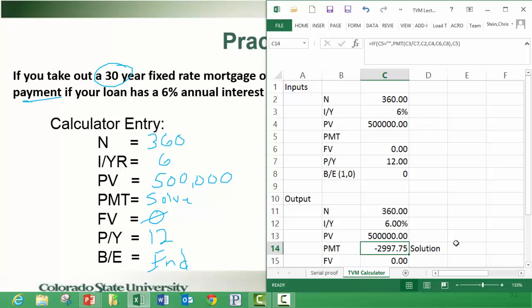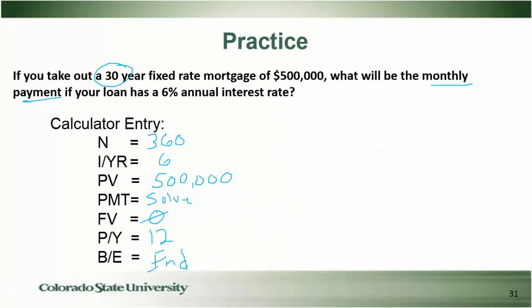That's the amount each month I would need to pay, such that at the end of 30 years, I will have paid back the whole $500,000 as well as all the interest that's accruing over that 30-year period. That's my solution. Hopefully you got the correct answer.